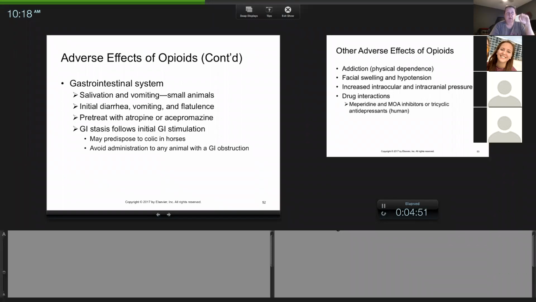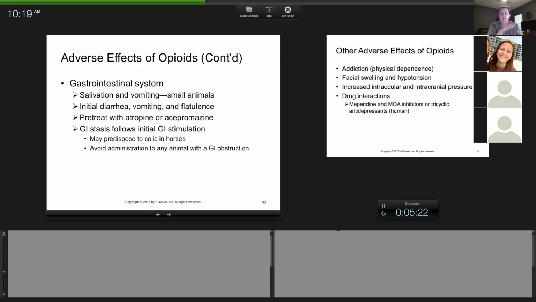Some people will pre-med with Cerenia when they use opioids. And sometimes we'll give ACE. Remember, ACE is an antiemetic. So you can give maybe an ACE pre-med and you won't get the vomiting. But the problem is, this is so strange, I used morphine when I was at Purdue. We used it like water. It was our standard pre-med. And for some reason, I would get the vomiting and the salivation pre-op.